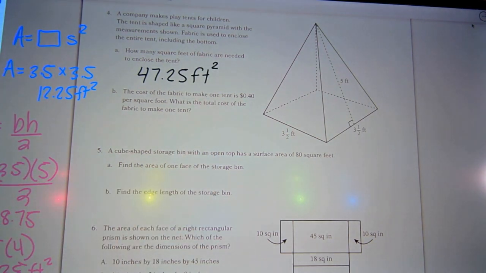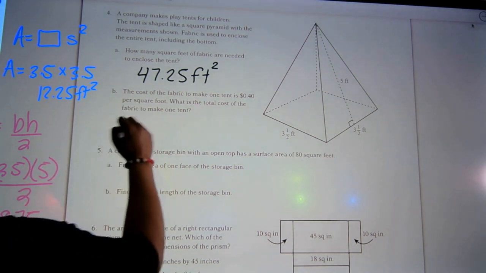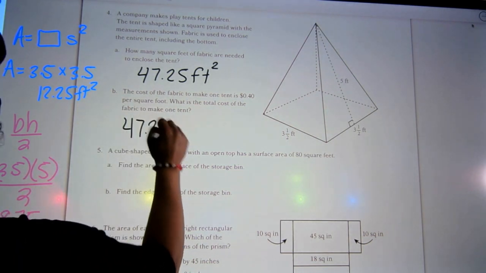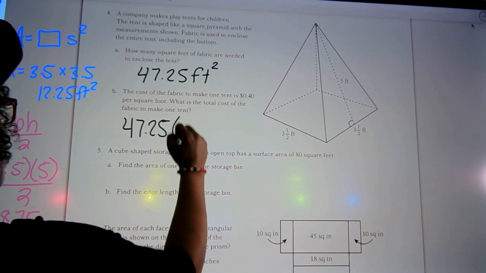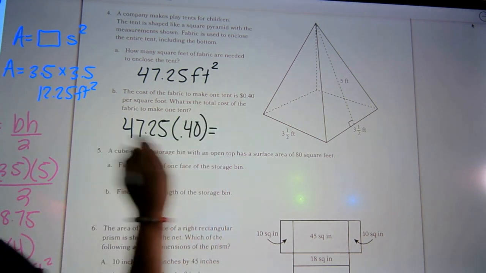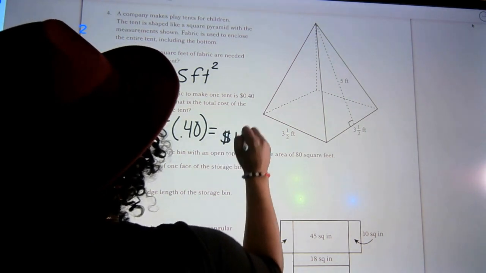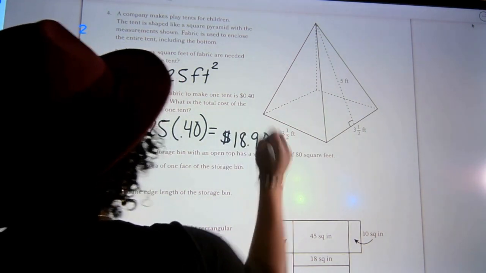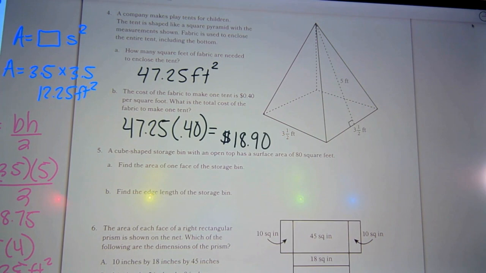Says the cost of the fabric is 40 cents per square foot to make the tent. What is the total cost to make the tent? So we take 47 and 25 and we multiply that by 40 cents. And the cost is going to be $18.90. Number 5 says a cube-shaped storage bin with an open top has a surface area of 80 square feet.